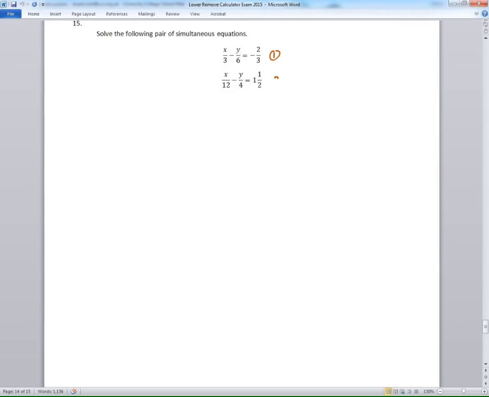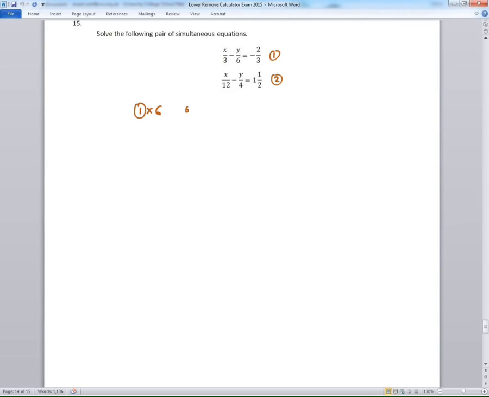If we label this equation 1 and this equation 2, to get rid of the fraction in equation 1, it would make sense to perhaps times the whole equation by 6. So that's what we're going to do. Maybe pause the video here and try that yourself, and then if you see a good number to multiply equation 2 by, then continue the question.